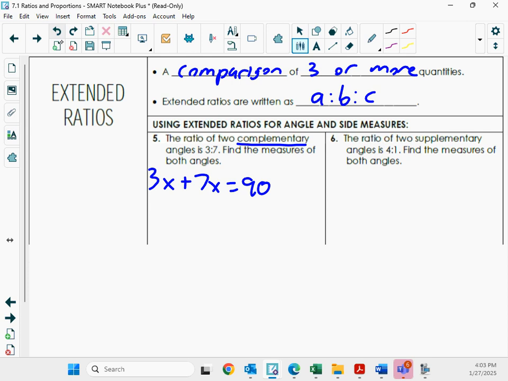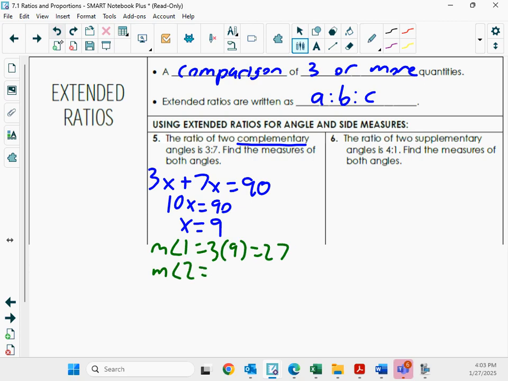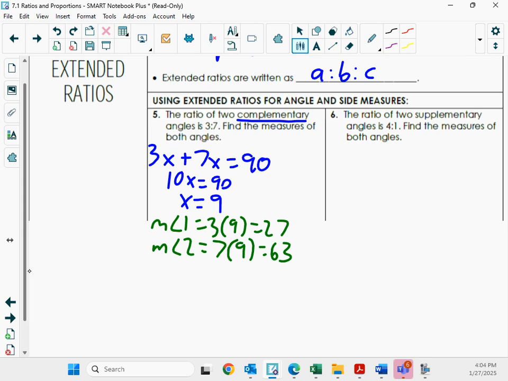So let's solve for x. So if x equals 9, then the measure of angle 1 is 3 times 9, which is 27. And the measure of angle 2 is 7 times 9, which is 63. And if I did 27 over 63, that would simplify to 3 over 7.